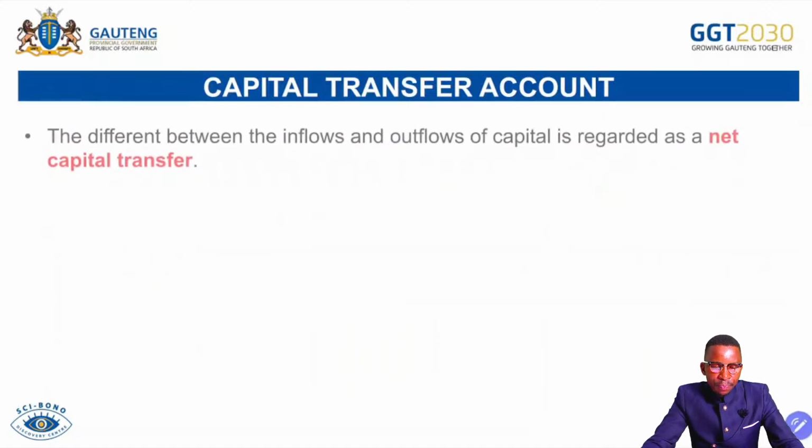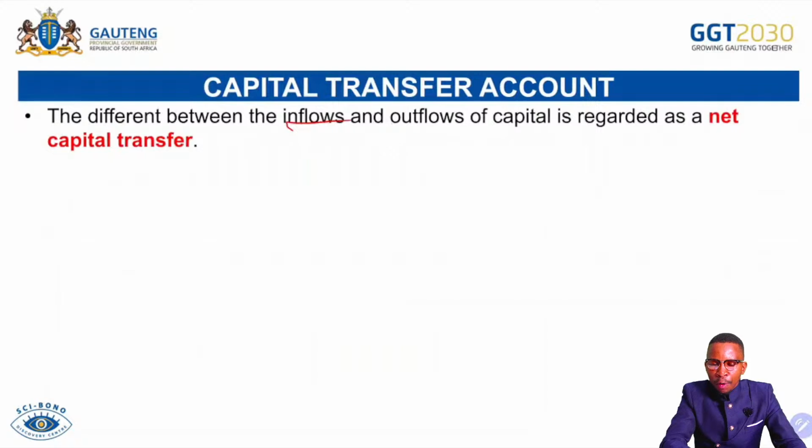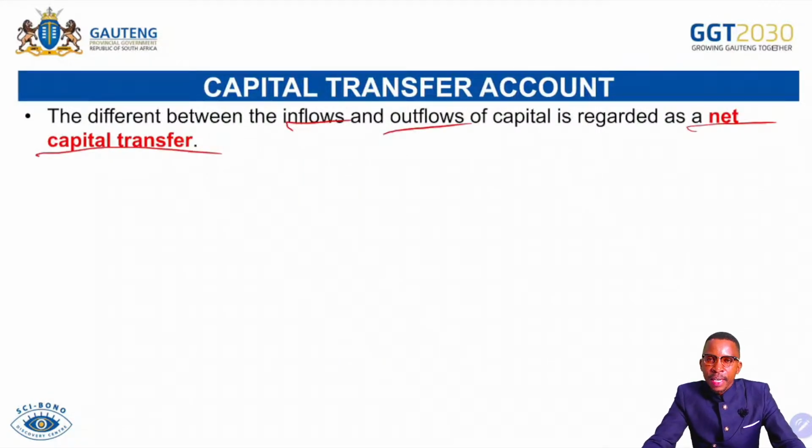We continue. The difference between inflows and outflows of capital is regarded as the net capital transfer. So we check, net capital transfer can either be negative or positive. If it's positive, that means we have more inflow of capital transfer from other countries than ours that are going out. If it's negative, that means we have more outflows of capital transfer from the South African economy to other economies in the world than those that we are receiving. So it will then be negative.